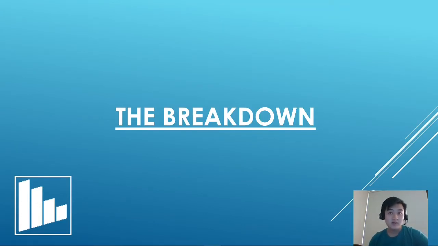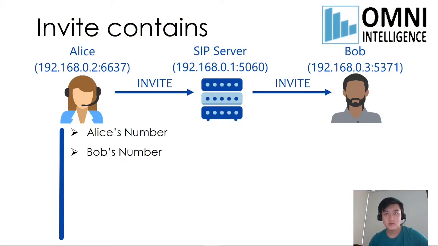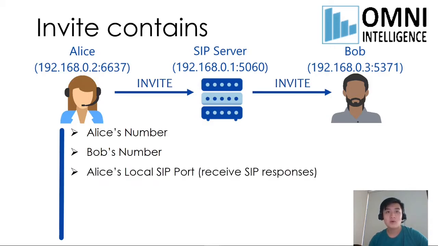Okay, so what does Alice need to send as part of an invite signal to initiate a call with Bob? Firstly, we'll need Alice's phone number so that Bob knows who the call came from, as well as Bob's number so the SIP server knows who to forward the invite signal to. Her local SIP port is also required so that when the response is sent, the SIP server knows which port Alice's soft phone is listening on. So that's where SIP responses are sent to.